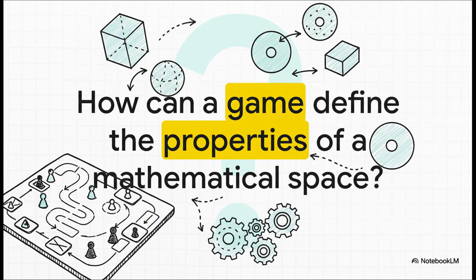How can the dynamic, turn-by-turn action of a game possibly describe something as abstract and, well, static as a topological property? It seems a little weird, right? But it's an incredibly powerful idea, and we're about to unpack exactly how it works.